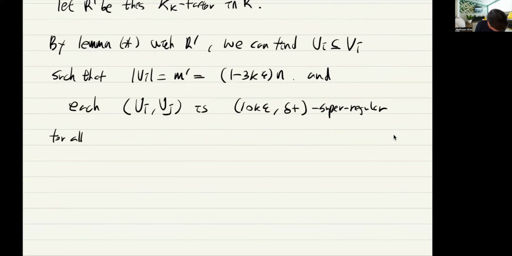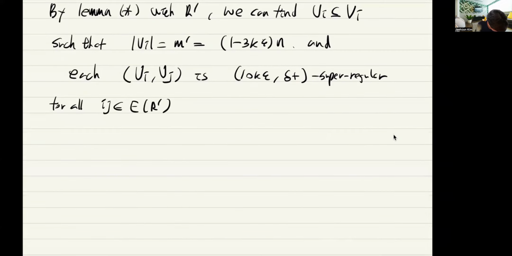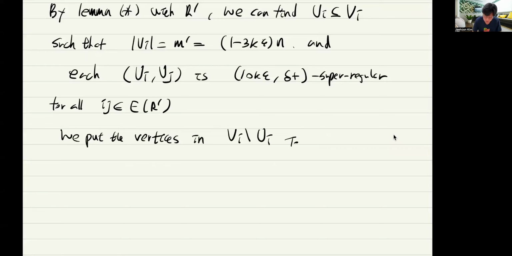For all ij in this R prime. And we put the vertices not included in Ui into B0, then B0 has size at most say 3K epsilon n.